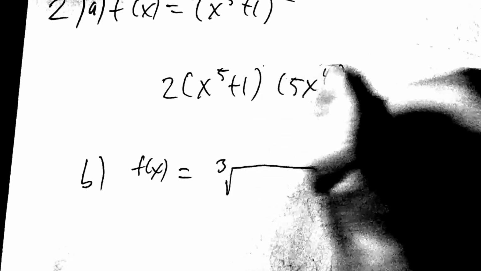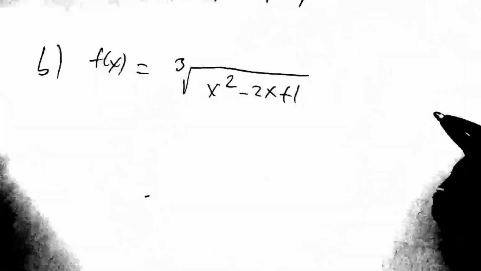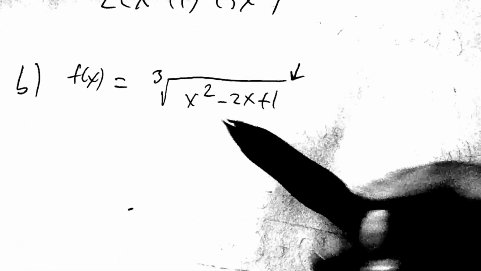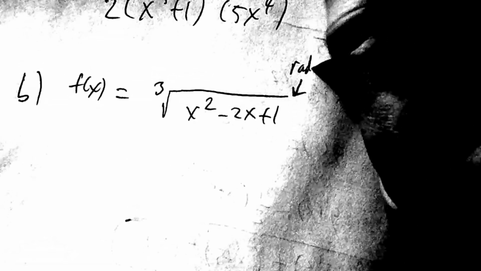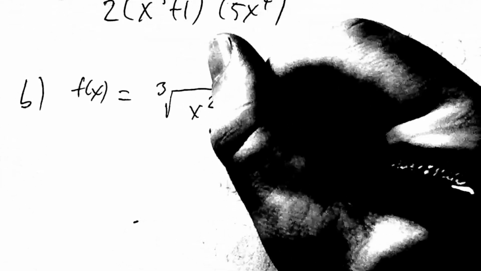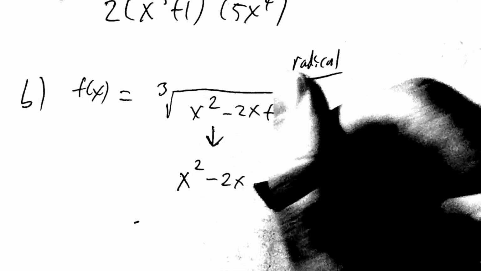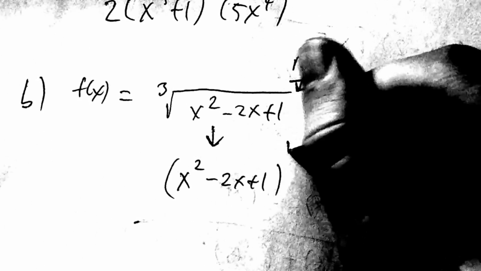cube root of x squared minus 2x plus 1. Okay, if you're following along, what is this called? And what did I just say you have to do when you see this? This big check mark symbol, we usually call that square root, but it again is called a radical. And when you see that, you should be thinking in your head, that needs to be converted into an exponent. So that's what I'm going to do immediately. x squared minus 2x plus 1 to the power of 1/3.